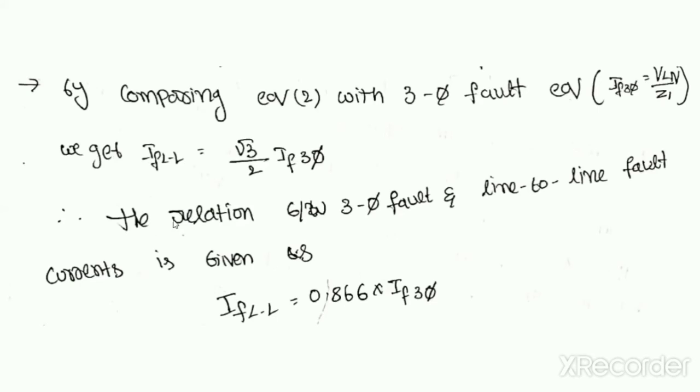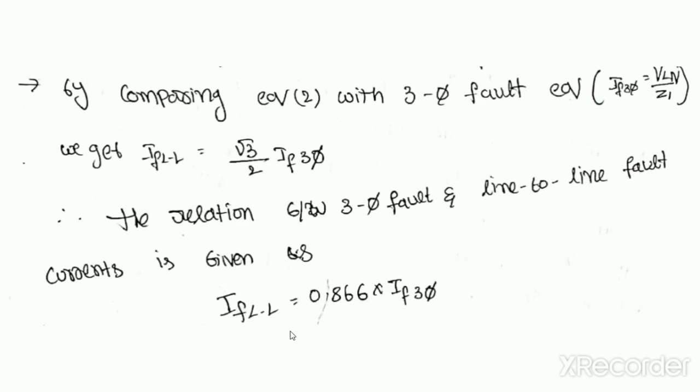Therefore, the relationship between the three-phase fault and line to line fault current is given by IF line to line is equal to 0.866 into IF three-phase. 0.866 is the root 3 by 2 value. So the line to line fault current is 0.866 times the three-phase fault current.